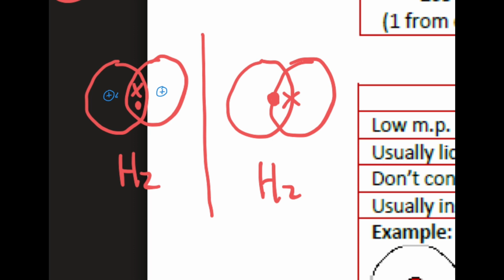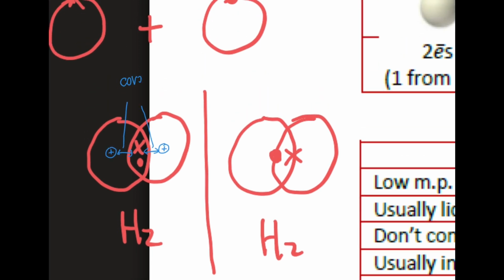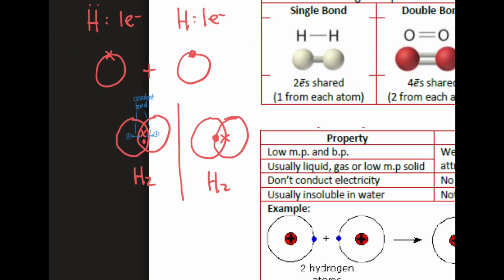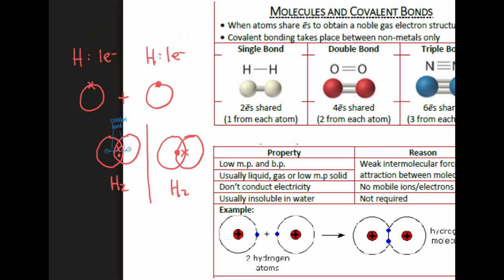The positive and the negative attract. So this is the covalent bond. Sorry, I said hydrogen bond, this is the covalent bond. A covalent bond is between the nucleus and the shared electron, which are opposite charges, and hence attract. That is the covalent bond. It is between the nucleus of one hydrogen and the shared electron. Yes, correct.